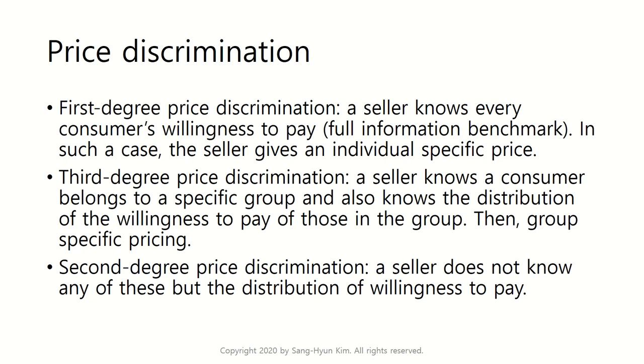And the last one is called the second degree price discrimination. It's also called menu pricing, and in this price discrimination, a seller does not know any of these, so it requires the least amount of information, but only the distribution of willingness to pay. So a seller knows only the distribution of willingness to pay.